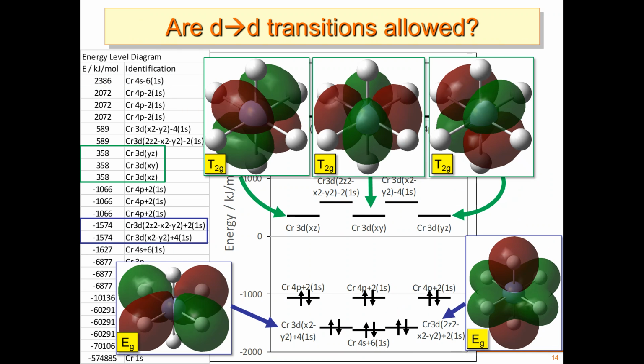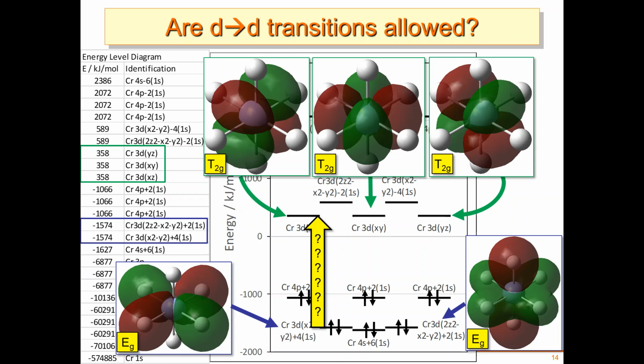And so then let's ask our d to d transitions, are they allowed? We have this eg set of d orbitals and those t2g orbitals up there. Can we make this transition? This is familiar territory. You should be able to look at this and say, I know the symmetry here is eg, the symmetry up there is t2g. I look at the octahedral character table and I see x, y, and z, and that has the symmetry of what? Let's see if you were paying attention earlier.